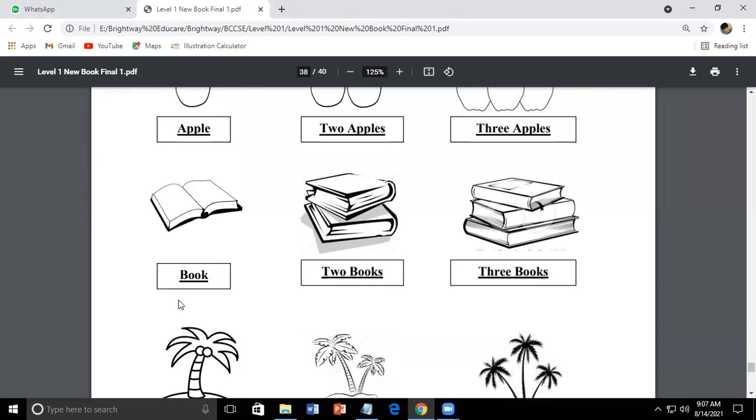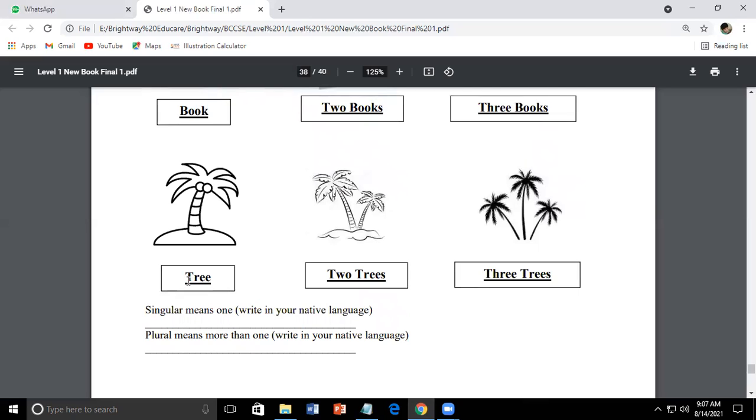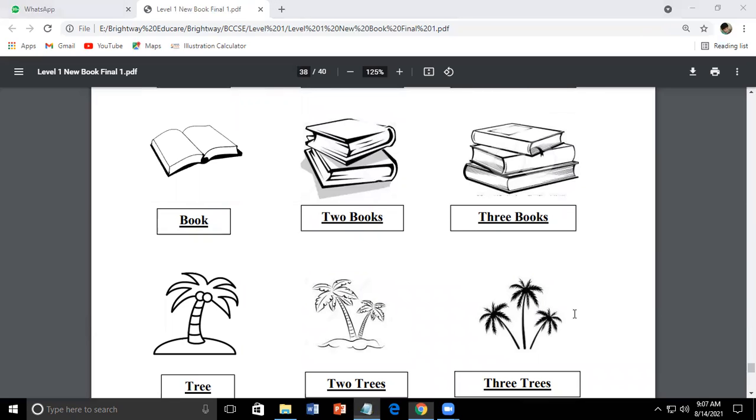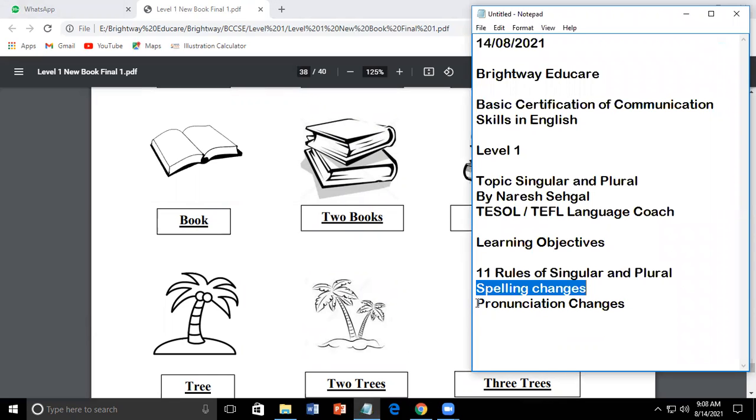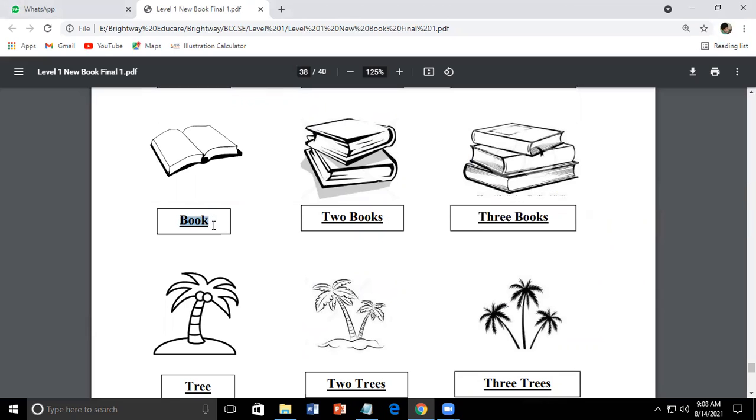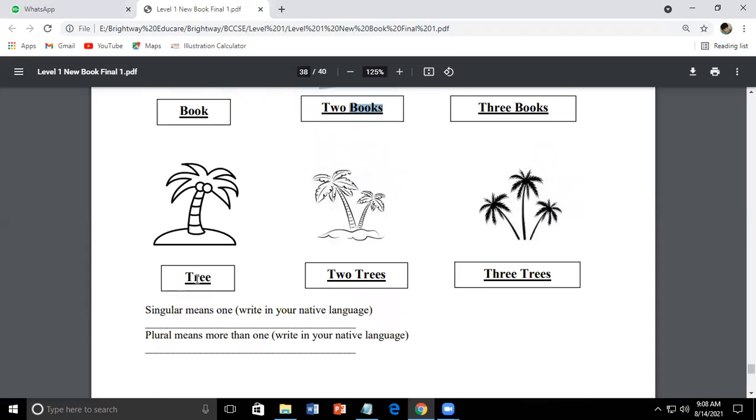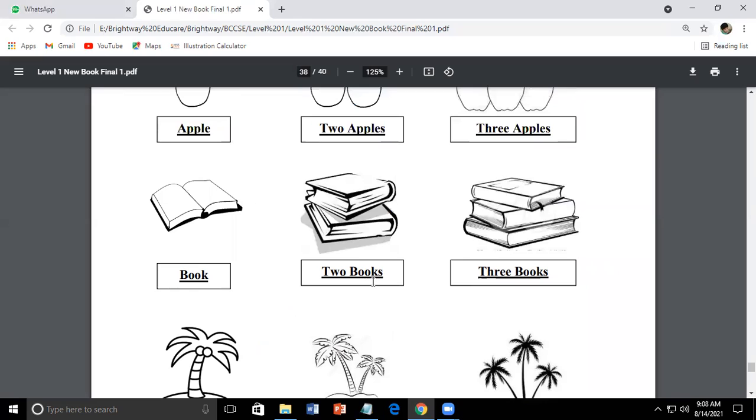Let us move ahead. Here we have one book, two books, three books. Here we have one tree, two trees, and three trees. Now, friends, as I told you, we have to check the spelling changes as well as the pronunciation changes. So you can notice that here the spelling changes from B-O-O-K to B-O-O-K-S. Again, here it changes from T-R-E-E to T-R-E-E-S. So this is the primary change, that is the spelling change.